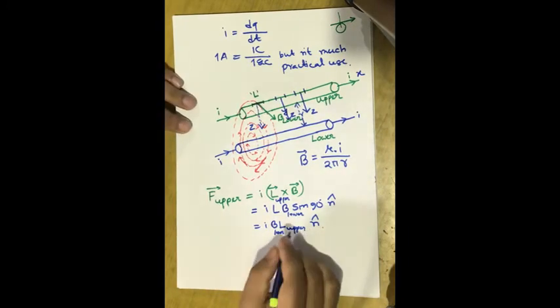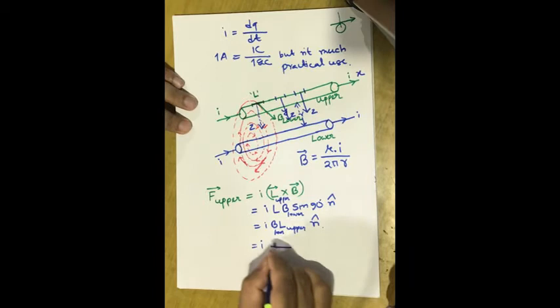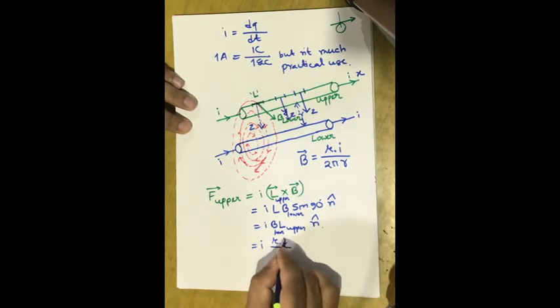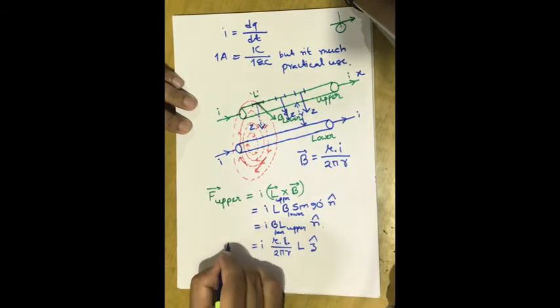If we input this value, B lower is equal to mu naught into I divided by twice pi into R. L is the length of the upper conductor, and this is in the z direction, so n cap will be z. F upper.